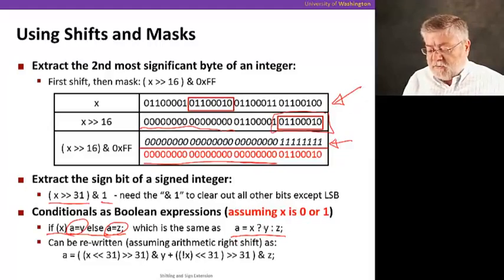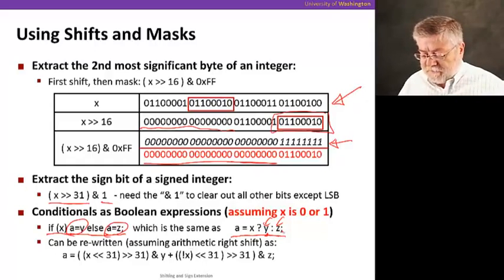This says a is equal to either y or z, depending on the value of x. If x is 1, it'll be the value y. If x is 0, it'll be the value z. And we use that question mark and colon to delineate those.